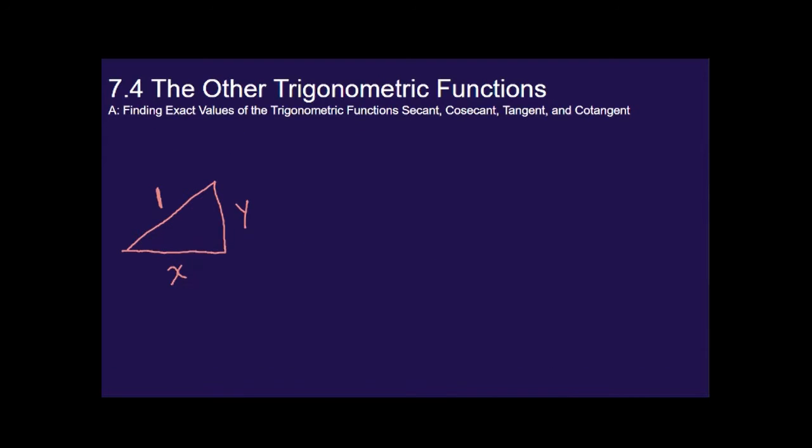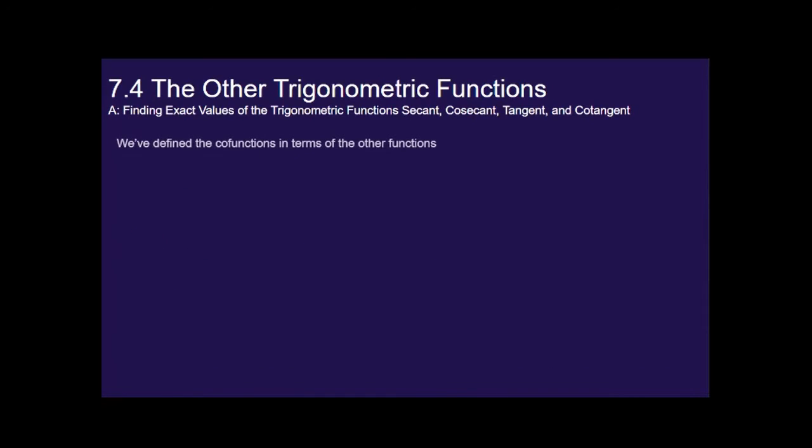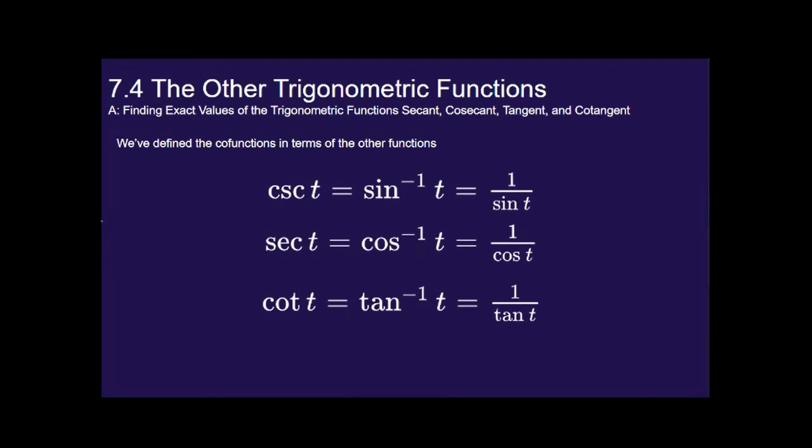Let's also remember that we've defined the cofunctions in terms of the other functions. It's been a little while since we've used these, so let's review them. We said that cosecant of t is equal to the inverse of sine t. So if we go back to the right triangle, sine is equal to opposite over hypotenuse, then cosecant is equal to the hypotenuse over the opposite. So it's the reciprocal, right?